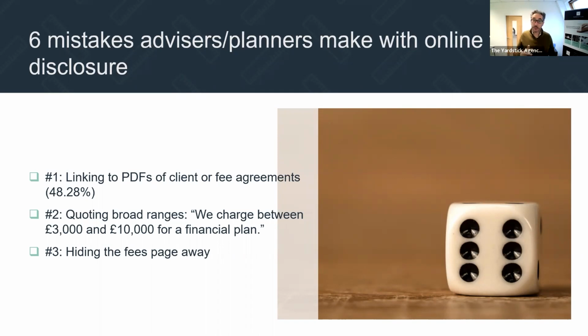The second mistake that we've already spoken about is quoting broad ranges. So: we charge between 3,000 and 10,000 for a financial plan. That's great, but I still don't know what I'm going to be paying if I come to you for a financial plan. And as I said earlier, I might anchor to the lower end and be disappointed when I get charged more. I might anchor to the upper end and never actually get in touch, despite the fact that for my circumstances, you might only charge me £3,500.